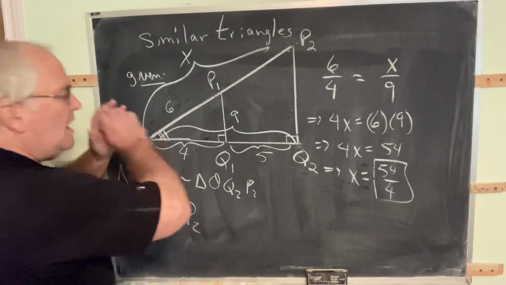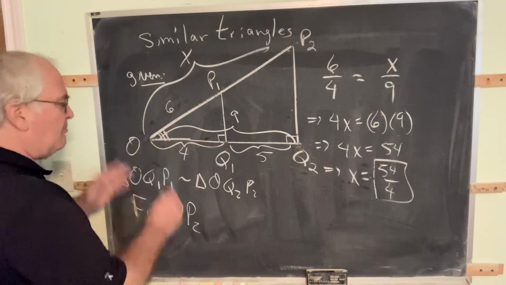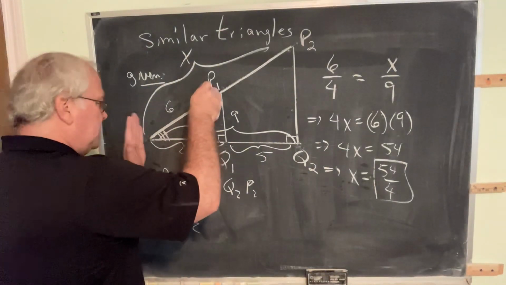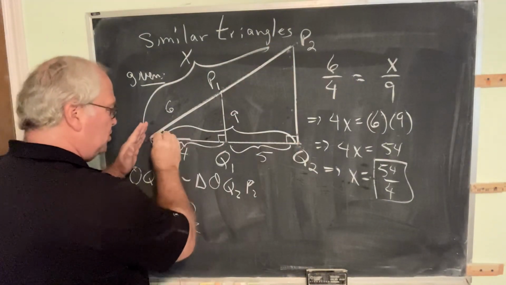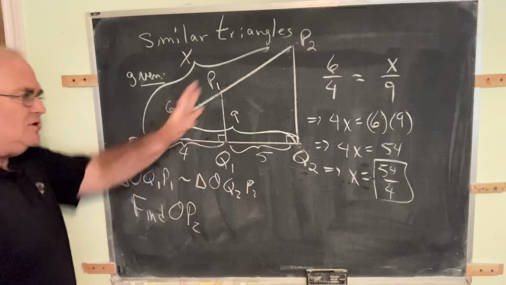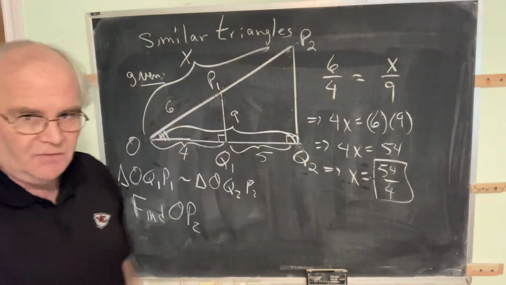Okay, so now, that said, that's the process. 6 is to 4 as x is to the entire length. You need to make sure and use the correct establishment of the proportion, otherwise your final result's not going to be correct.